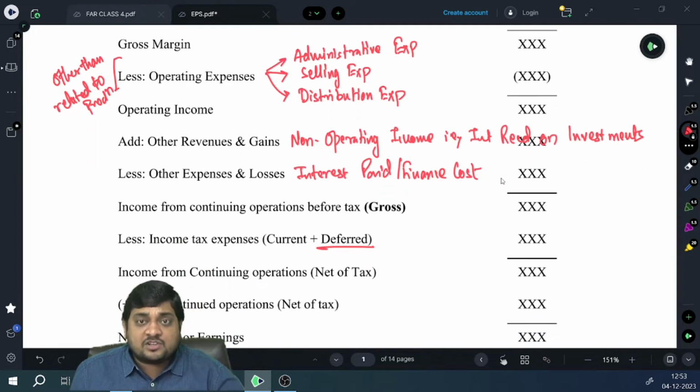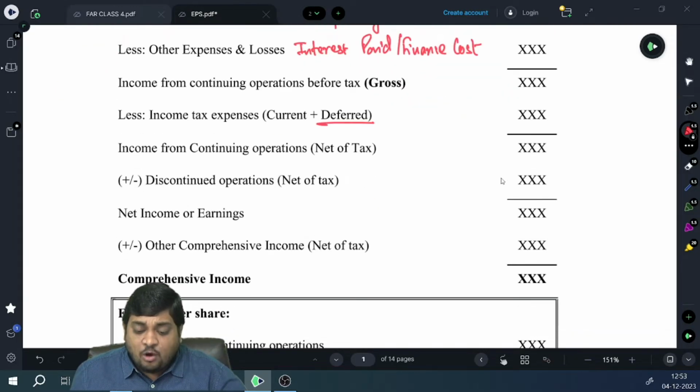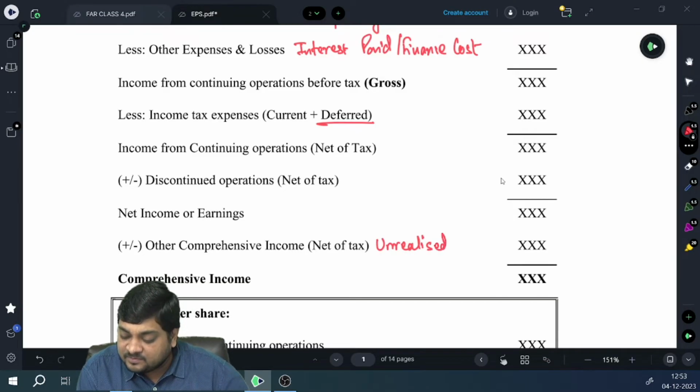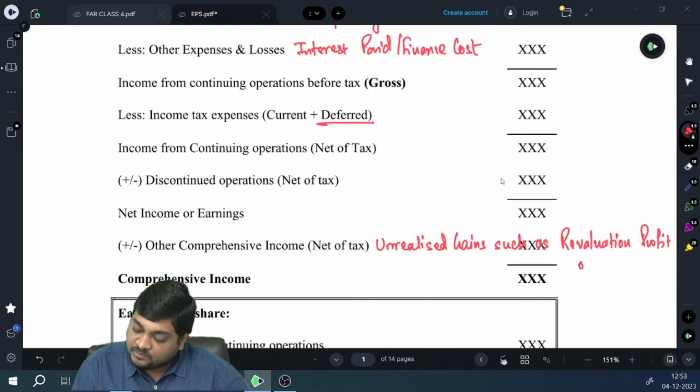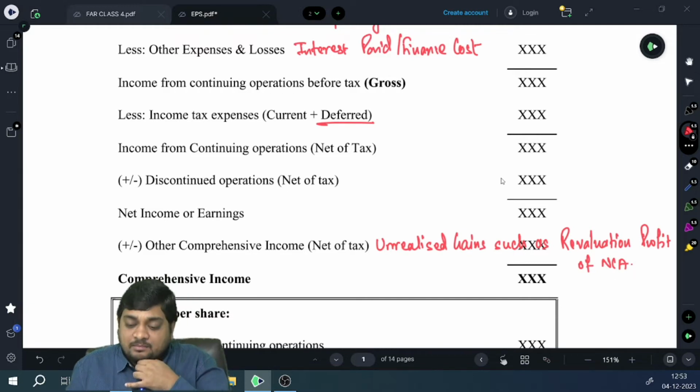Then discontinued operations we will add separately. So we get total net income. And then we add other comprehensive income, right? Other comprehensive income means basically these are unrealized in nature, unrealized gains, such as revaluation profit of a non-current asset, like your land, building, plant and machinery, right? So we get total comprehensive income.